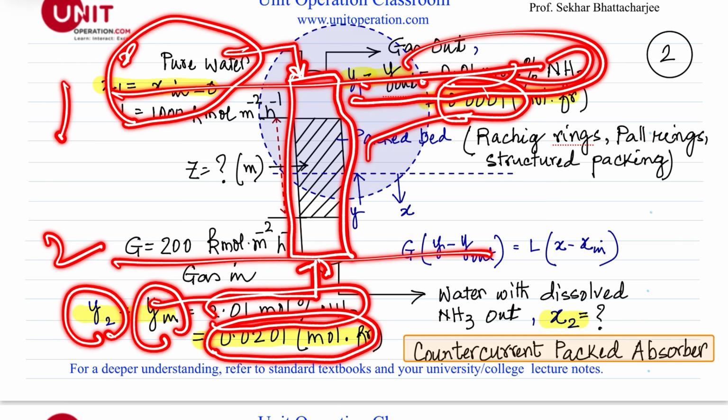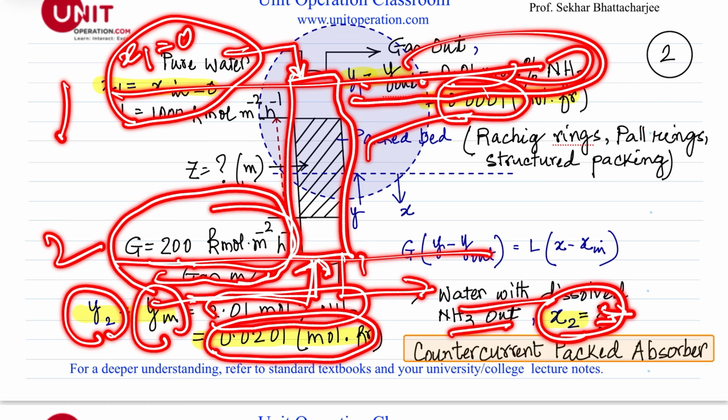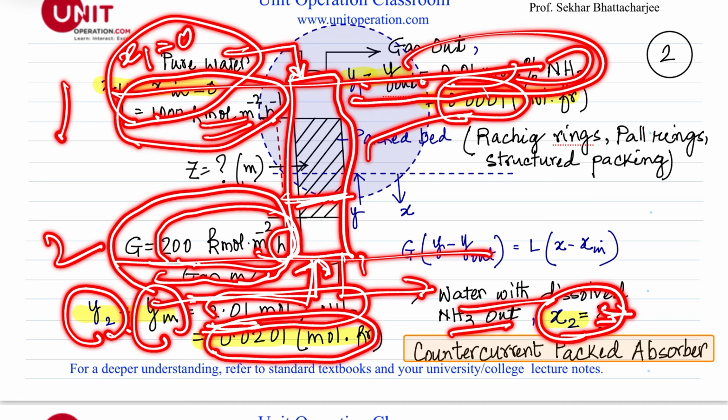So X1 would be equal to 0. And of course, from here, the water with dissolved ammonia comes out. So X2, we do not know, but this can easily be found out from the component mass balance or the mole balance. Here, G is equal to 200 kilomole of the gas containing 2.01 mole percent ammonia per meter square of the cross-sectional area of this packing and per unit time. And similarly, L is equal to 1000 kilomole per meter square per hour.